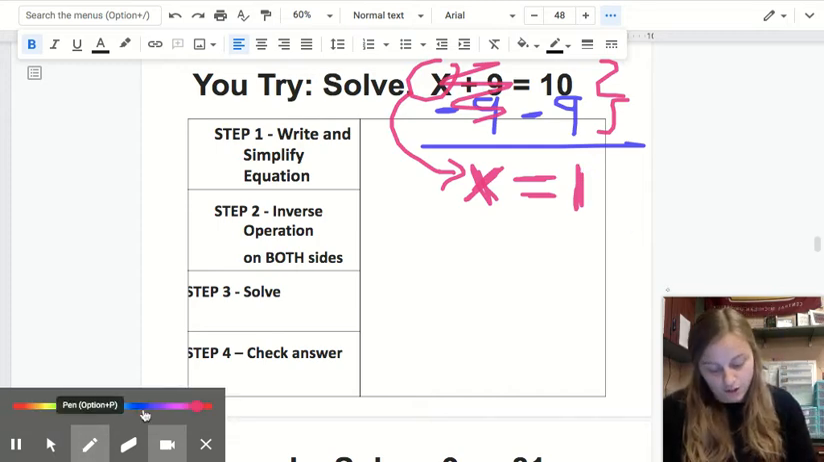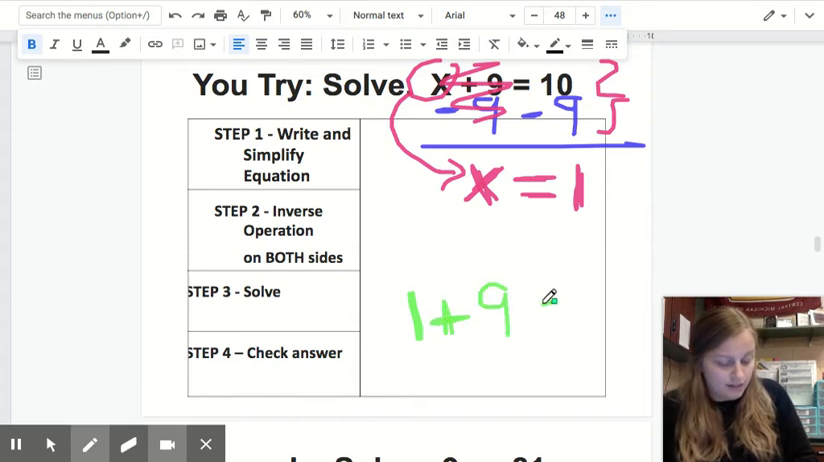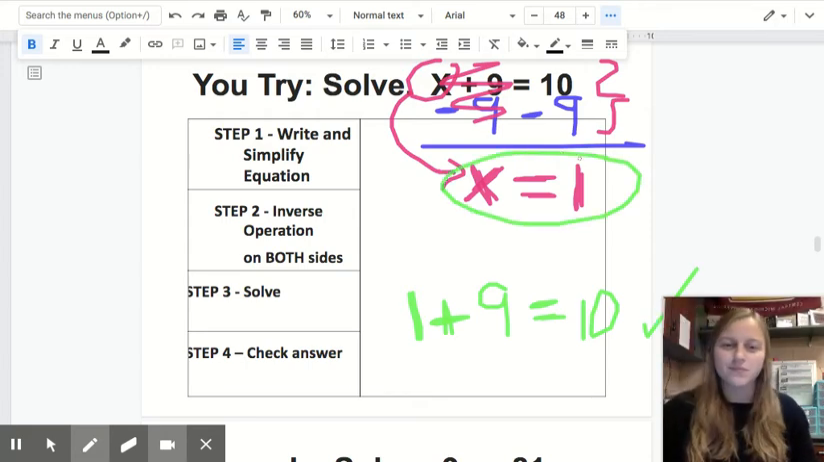I can substitute to check though. So x plus 9 equals 10. I think x is 1. So 1 plus 9, does that equal 10? Well, it does. So I did it correctly.